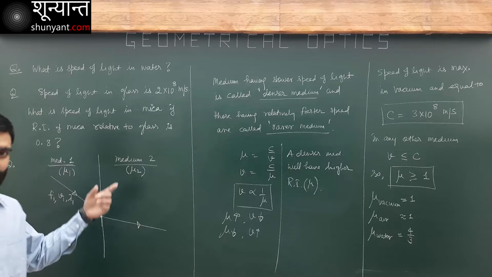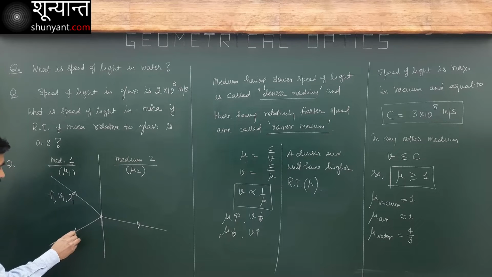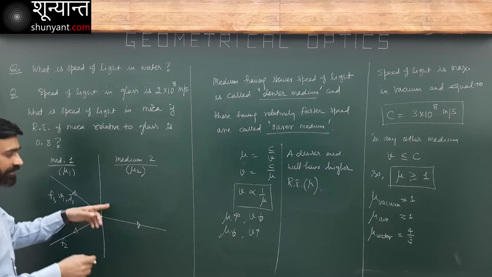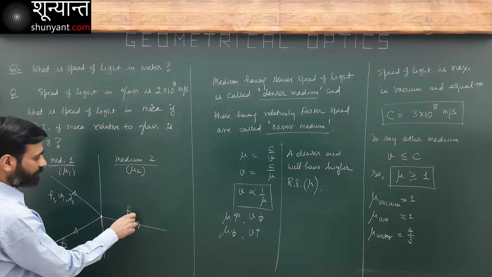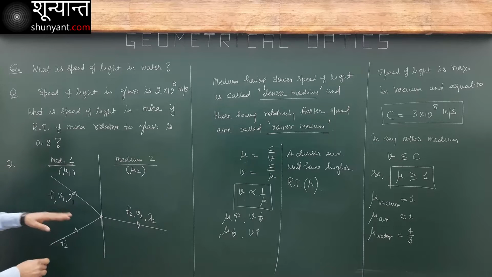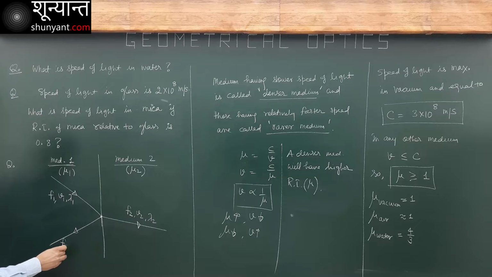I am explaining the problem. This is the interface. At this point, some part of the light will come back. This is reflection. Let's say that the frequency of reflected light is f2. Some part will be transmitted to the other side. There is a refraction. Frequency of this light is f2, speed is v2, and wavelength is lambda 2. Some part will come back. It is reflection. Frequency here is, let's say, f3, speed is v3, and wavelength is lambda 3.